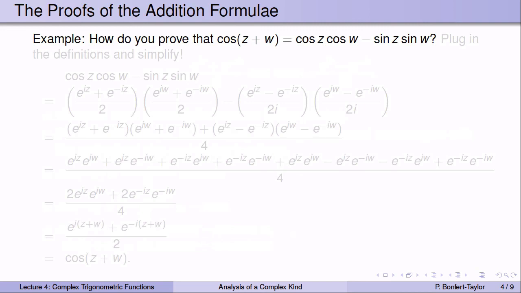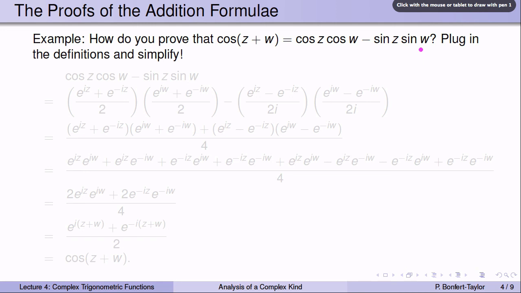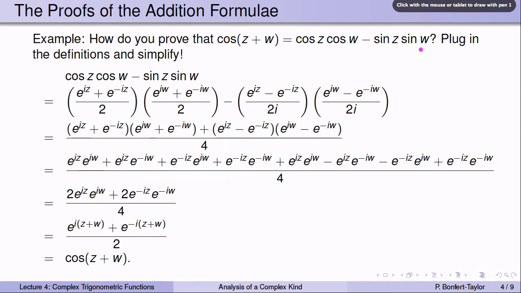How would you prove that cosine of z plus w is equal to cosine z cosine w minus sine z sine w? You would simply plug in the definitions and simplify. Let's do that. Let's start with the right-hand side, in fact. Cosine z cosine w minus sine z sine w. Here I wrote down the expression for cosine z, e to the iz plus e to the minus iz over 2. The same thing for cosine of w, minus sine z, e to the iz minus e to the minus iz over 2i, and here I have sine of w.